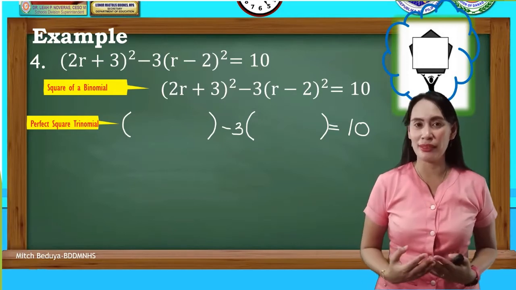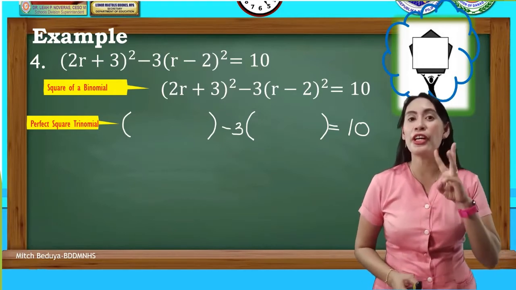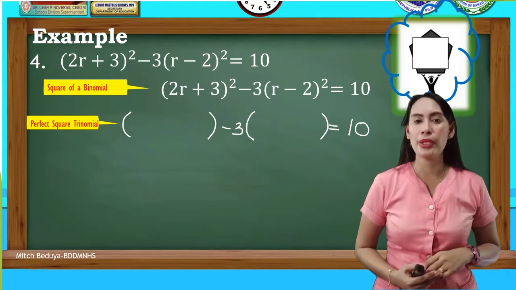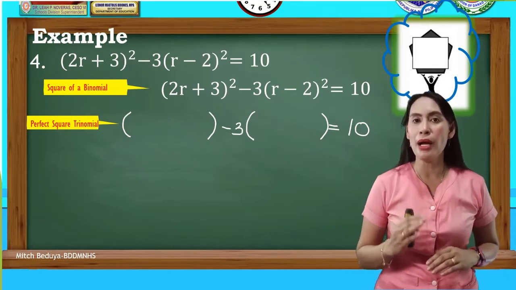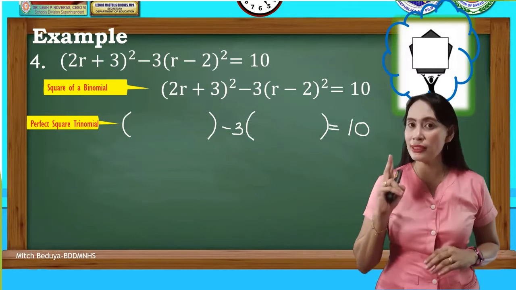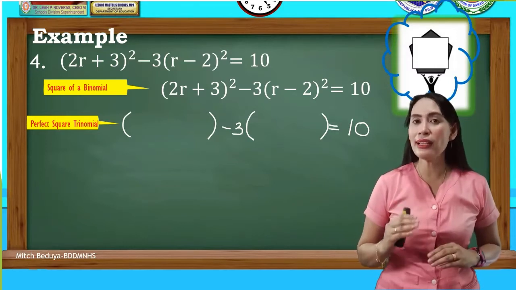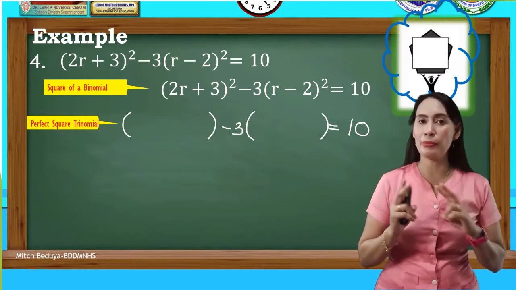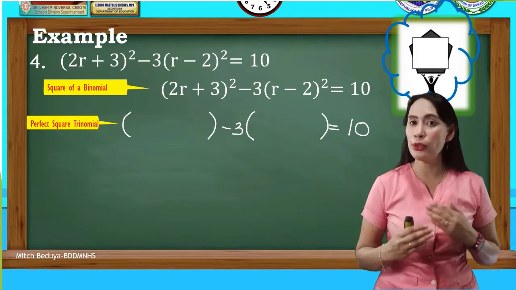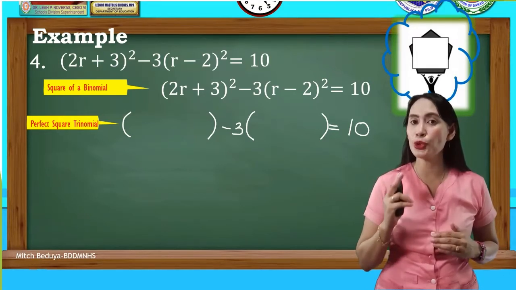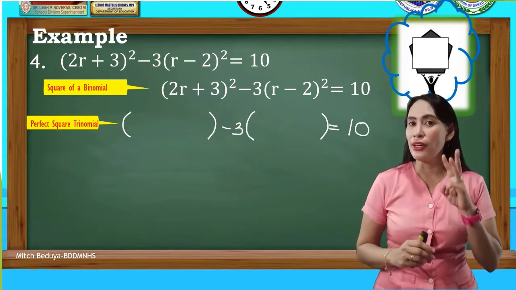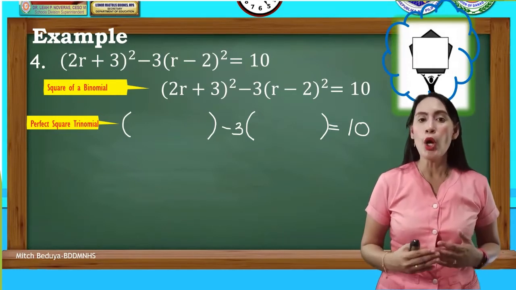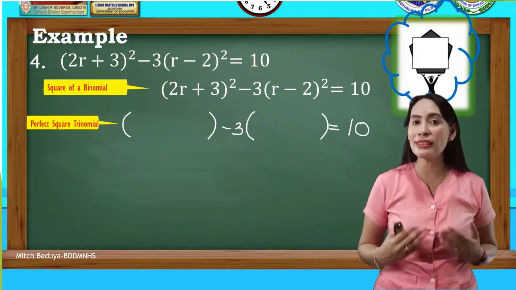This is how to do it. In a perfect square trinomial, there are 3 terms. To obtain the first term of the trinomial, you are going to multiply the first term of the binomial by itself. Second, to obtain the second term of the trinomial, you are going to multiply the first term and the second term of the binomial, then times 2. Next, to obtain the third term of the perfect square trinomial, you are going to multiply the last term of the binomial by itself.